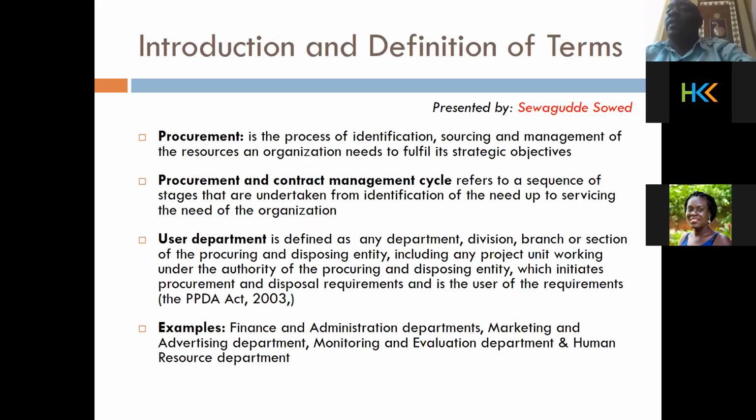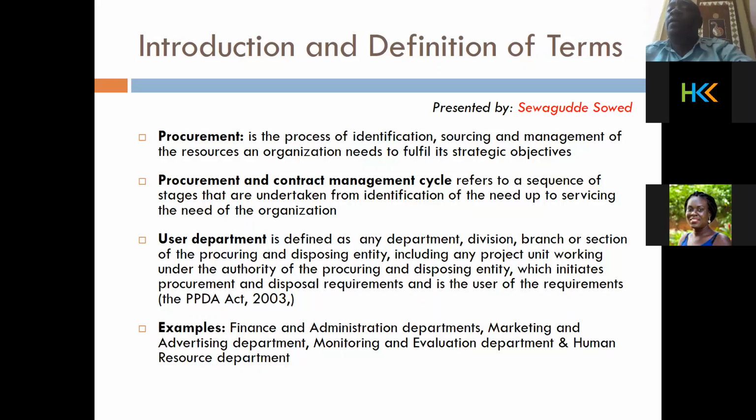Procurement refers to a process of identifying, sourcing, and managing resources that an organization needs or may need to fulfill its strategic objectives. This is done through a cycle which is called a procurement and contract management cycle, and this refers to a sequence of stages that are undertaken right from identification of the need to servicing of that need for that organization.